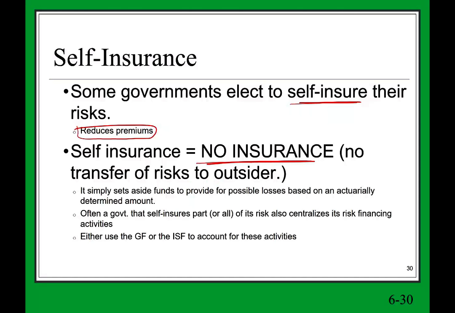So what the government would do is create this internal service fund, which is a kind of self-insurance fund. This fund could be just an accounting fund, basically just an account. That's all it is, but nonetheless, it's its own separate fund. The government simply sets aside funds to provide for possible losses based on actuarially determined loss. So they will try to determine what their loss is going to be, and based on that, they put money away. Often a government that self-insures part or all of its risk also centralizes its risk financing activity, FYI.